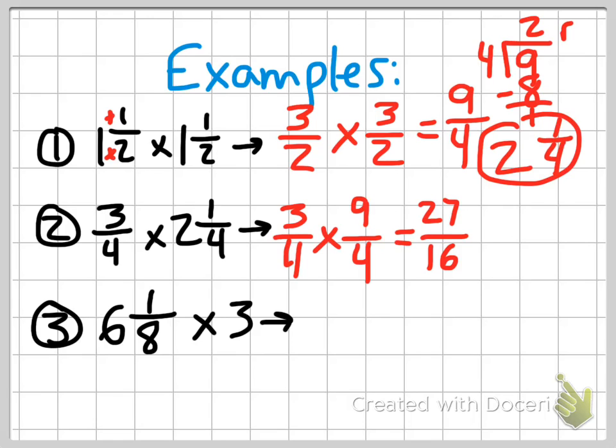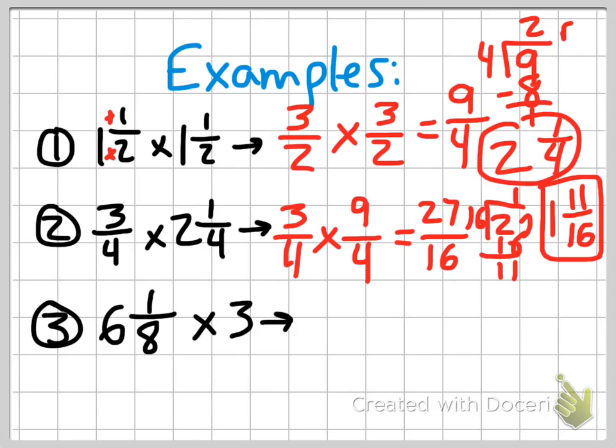So again, we need to now change that improper fraction into a mixed number. So we're going to divide 27 by 16. We can just know that 16 goes into 27 once, and you're going to be left with, when you subtract it, 27 minus 16 is 11. So your answer here is it goes in once, and you've got 11/16 left over. 1 11/16.